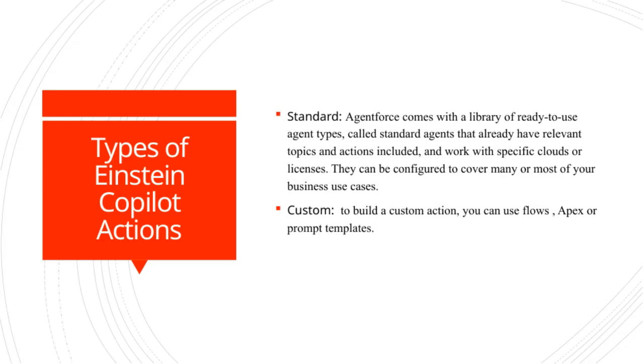Now, let's talk about the different types of Einstein Copilot actions. First, we have the standard agents. These come with a library of ready-to-use agent types, which we call standard agents. They already have relevant topics and actions included, so they can work seamlessly with specific clouds or licenses. The great thing is, they can be configured to cover many of your business use cases, making implementation faster and more efficient.